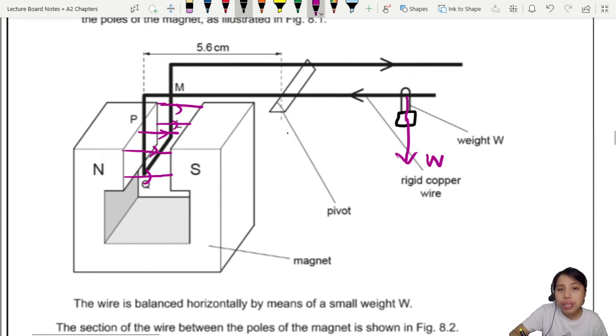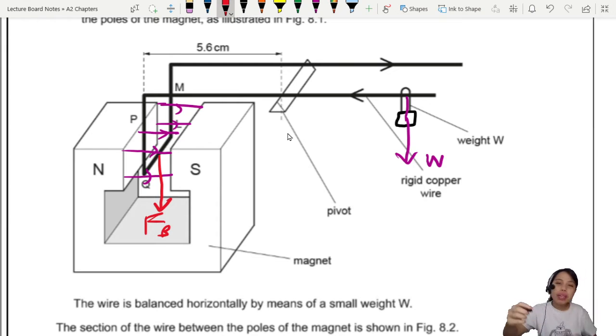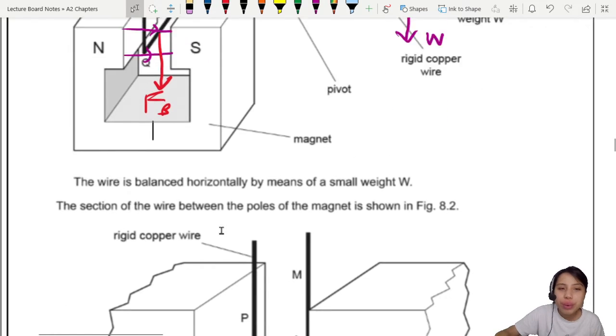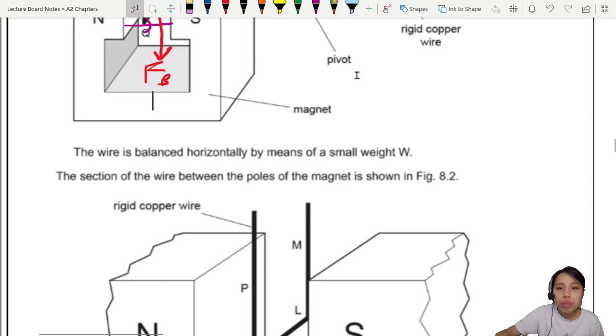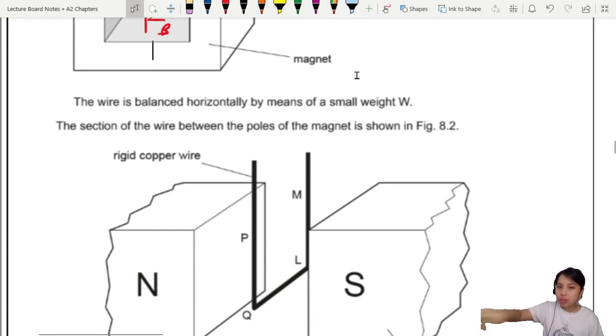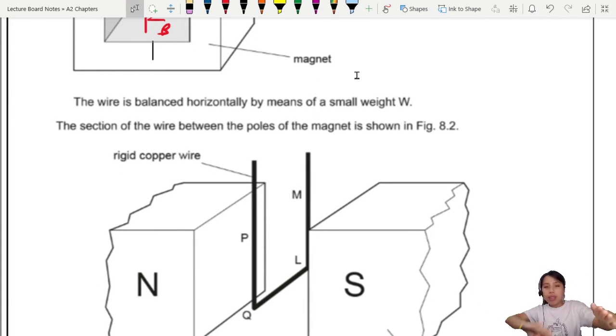But also there will be a magnetic force acting on this side. And depending on how they're positioned and how the forces are, the wire can tip, but you want them to be balanced, right? Okay, so we're going to see what's the experiment they want us to do here. So the wire is balanced horizontally by means of a small weight. So balanced means the moment, clockwise, anti-clockwise, is the same.